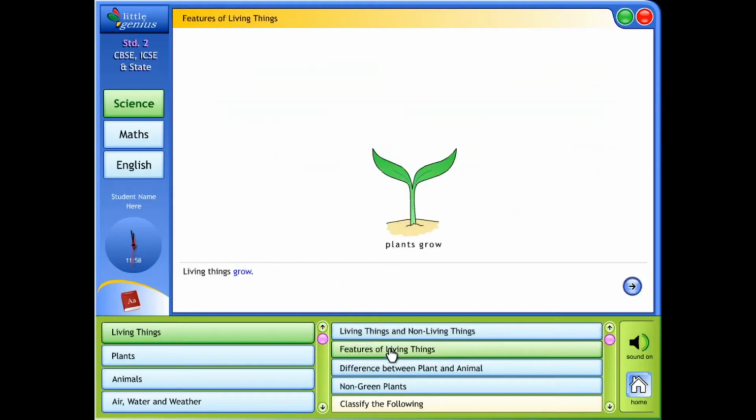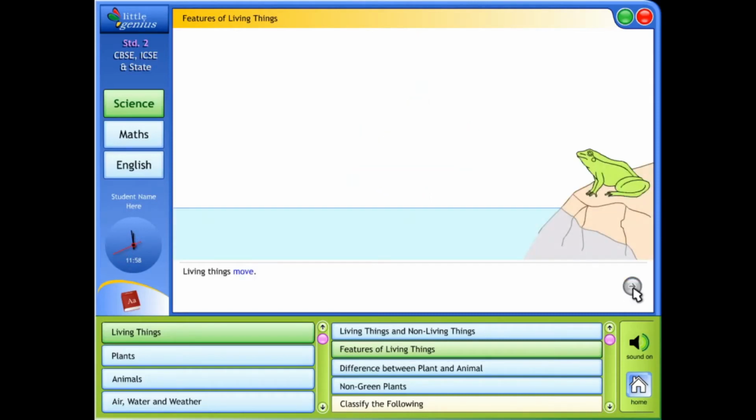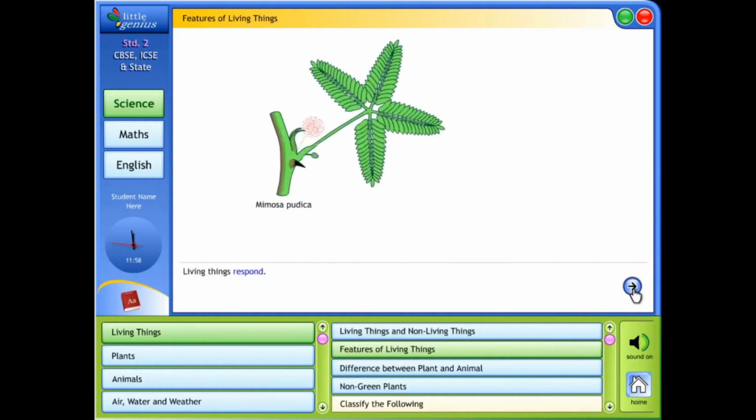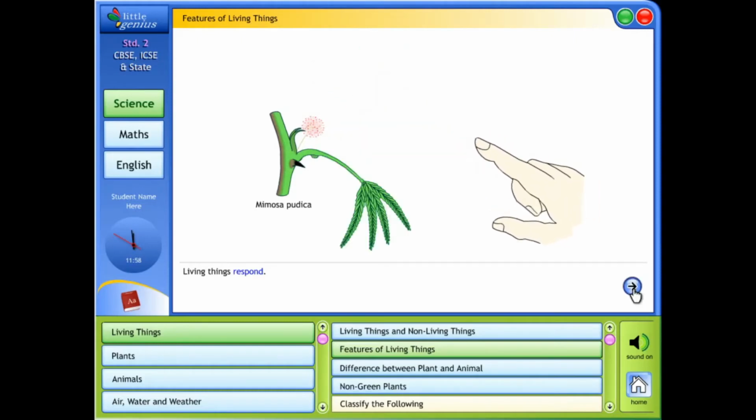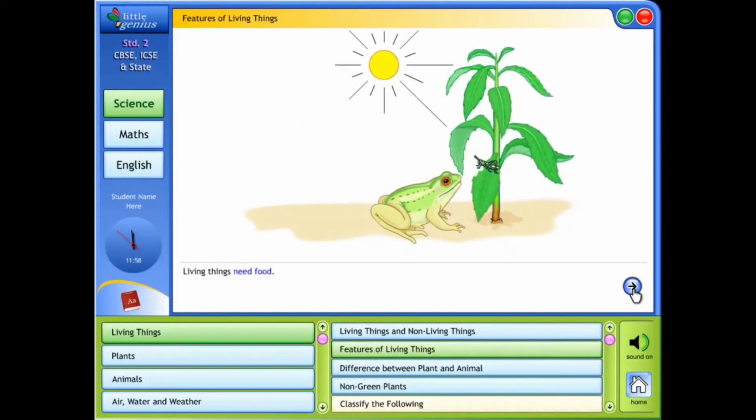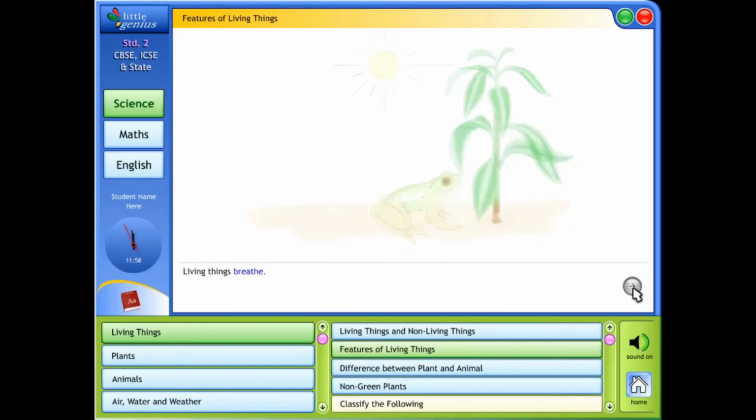Features of living things. Living things grow. Living things move. Living things respond. Living things need food. Living things breathe.